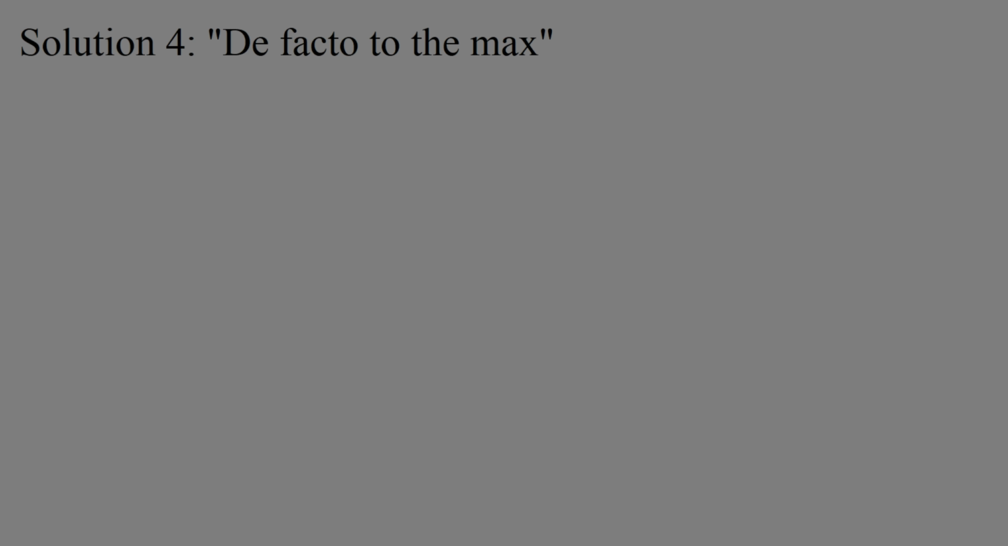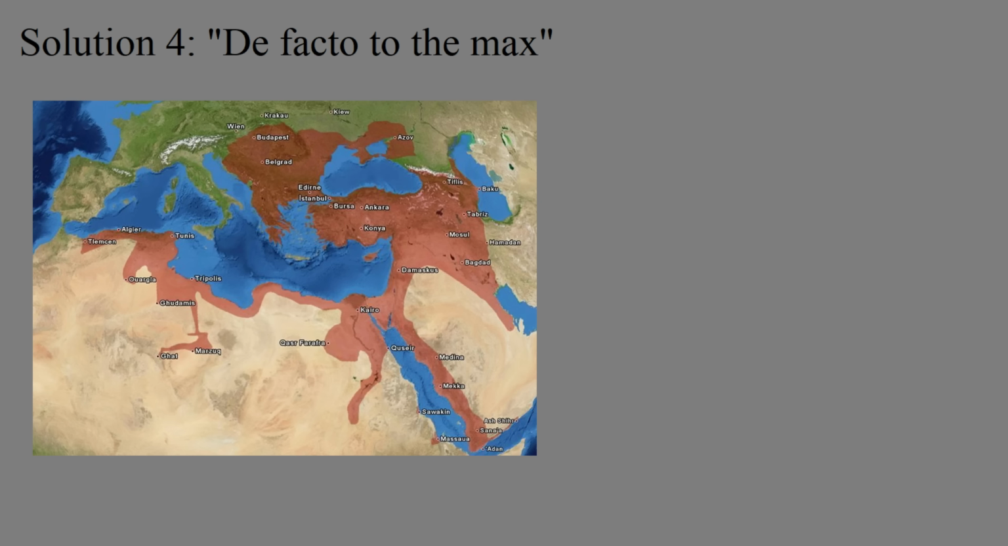Solution 4, de facto to the max. Some mapmakers take accuracy to such a painful degree that some argue that if Ottoman soldiers aren't actively able to regularly go there, then it doesn't count as a part of the empire, since technically there's no international agreement on the border there. It's a rare choice, mainly because it is by far the ugliest choice, but for mapmakers who want to split hairs, this is their option.